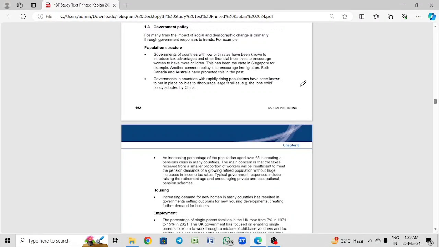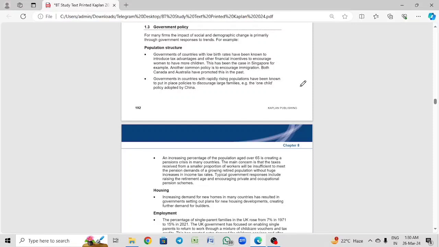What is the population structure? Whether there is a higher birth rate or higher death rate. For example, the one child policy in China, which led to serious implications. There was a higher number of elderly people in the country and fewer youth. So businesses will operate in a similar way. So that is the population structure.